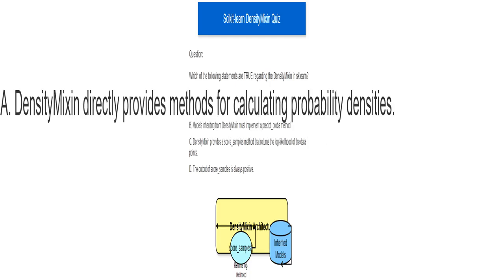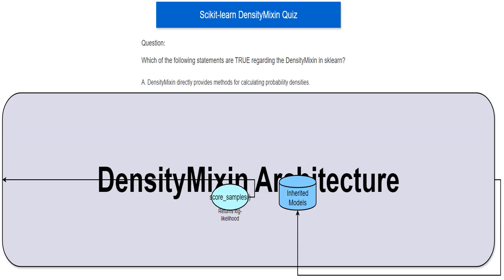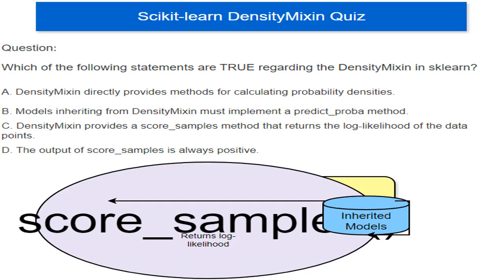DensityMixin itself offers methods to compute probability densities. Remember, DensityMixin is a Mixin. It's a class designed to be added to others to give them additional features. It doesn't directly calculate things itself. This is a general description, focusing on the overall design of the DensityMixin class and how it fits into the larger structure of sklearn. This highlights the core method of DensityMixin. I need to understand what this method does.